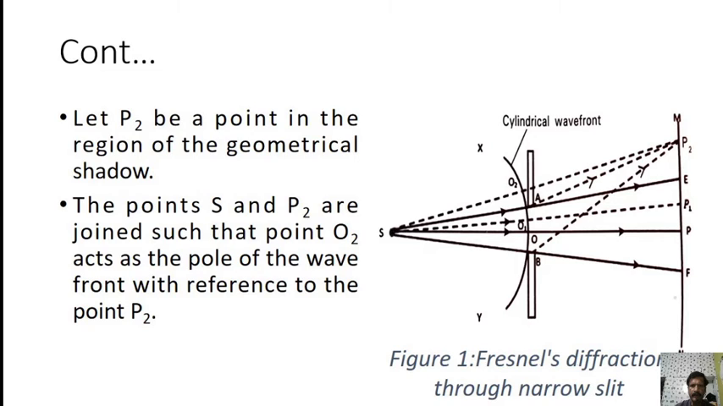Let P2 be a point in the region of the geometrical shadow. Look at that P2, at the top of the screen. The point S and P2 are joined such that point O2 acts as the pole. Look at that straight line joining S and P2, passing through O2. O2, in this cylindrical wavefront, acts as a pole of the wavefront with reference to the point P2.